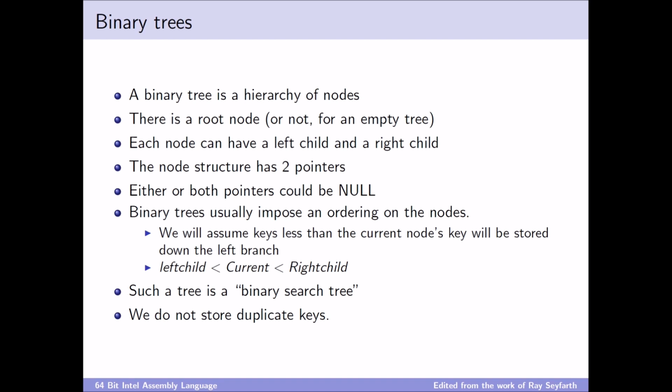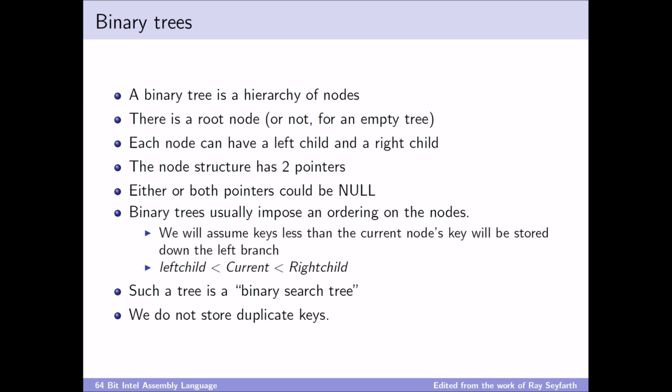Now that we've completed our discussion on hash tables, we can move on to a slightly more interesting data structure, specifically binary trees. A binary tree is a hierarchy of nodes where, generally speaking, there is a root node, and each node will have a left and a right child. What this implies is that the node structure will have, generally speaking, two pointers, a pointer to the left child, a pointer to the right child, and then often it will contain some internal value itself.